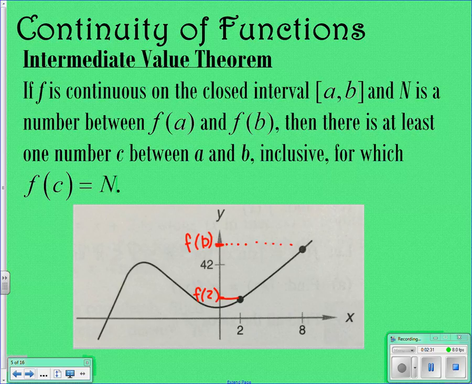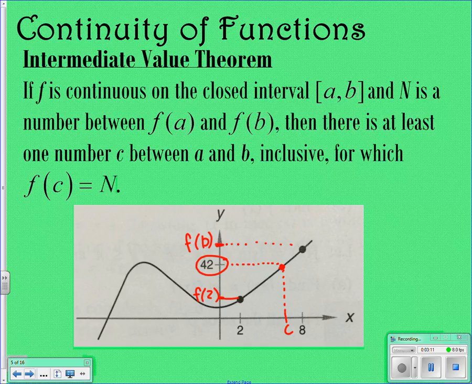So if c is in between a and b, I'm going to put c right here. We wanted to get to a 42 because that's what they gave us here. And there is some number c. We don't know where it is. I obviously didn't draw it exactly correctly, but it's over here. And there is some number on that function that when I plug it in, I'm going to get a 42. Now, it doesn't tell you what the c value is. It just tells you that it exists. Okay, so that's the intermediate value theorem.